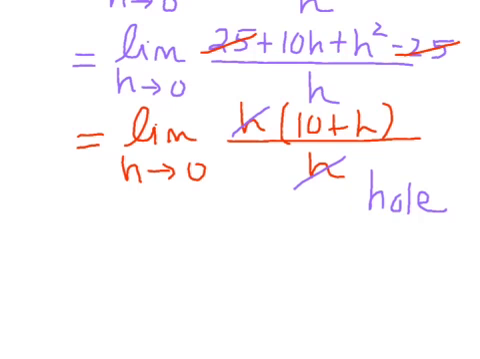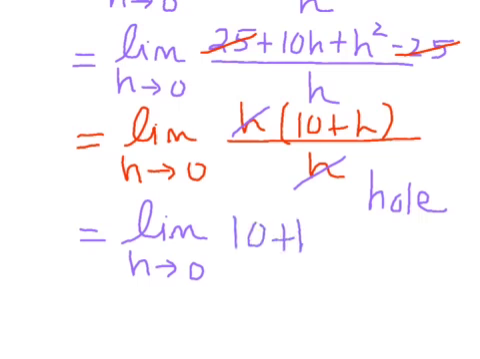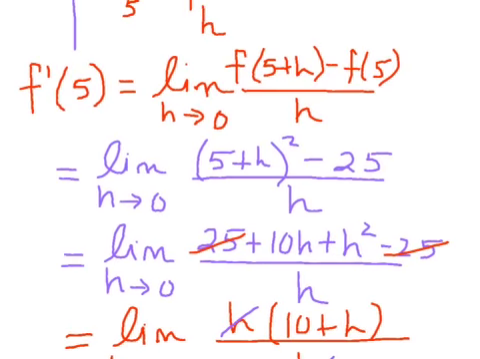By canceling them, we remove the hole, and now we are able to evaluate the limit. It's the limit as h goes to 0 of 10 plus h, which equals 10. What we've just figured out is that the slope at 5 on the parabola x squared is 10.